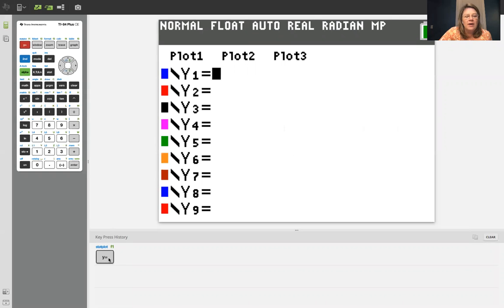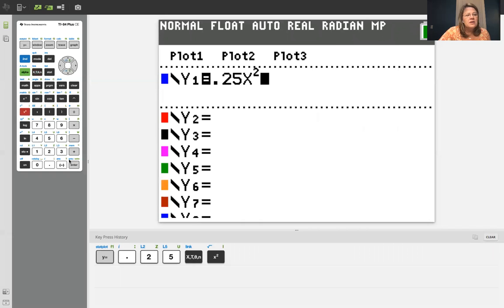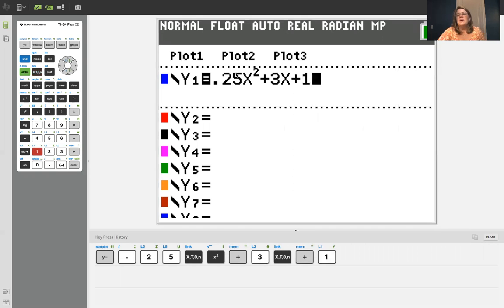I went and hit y equals. Thankfully, I have nothing there. Otherwise, I would have had to clear it out. So y equals, the first problem was 0.25. I'm going to use this key here, x comma t theta. That gives me my x value. I need to square it. I need to add 3x, and I need to add 1. Now I have entered in my equation.